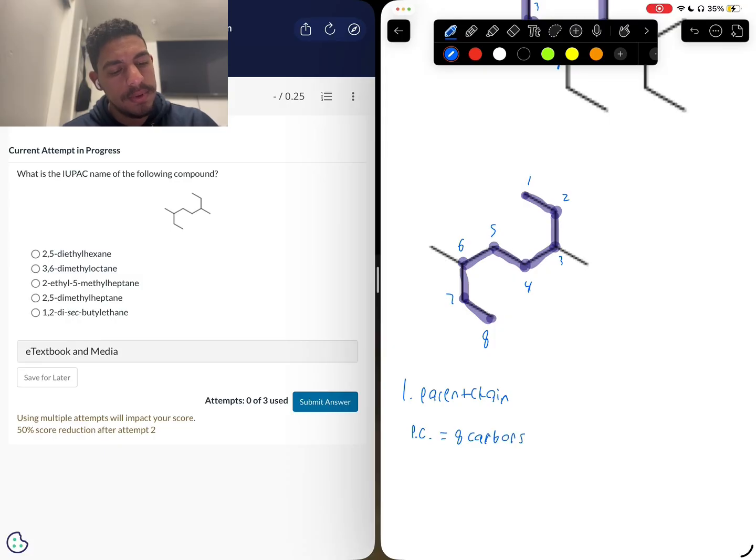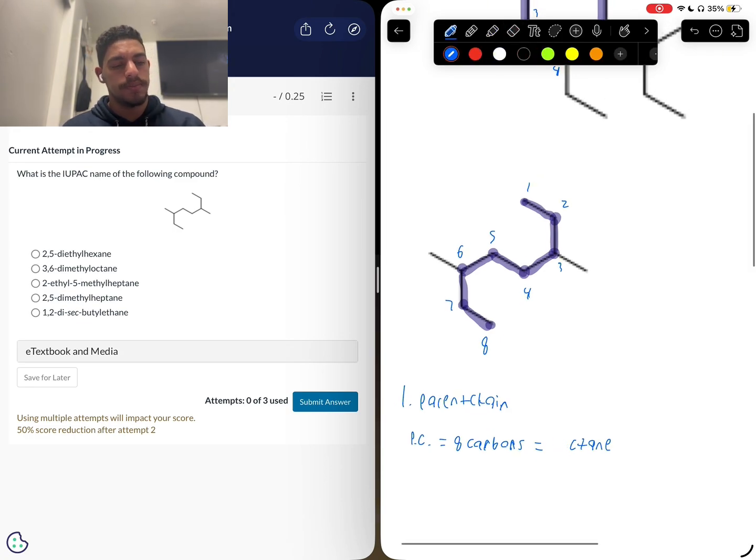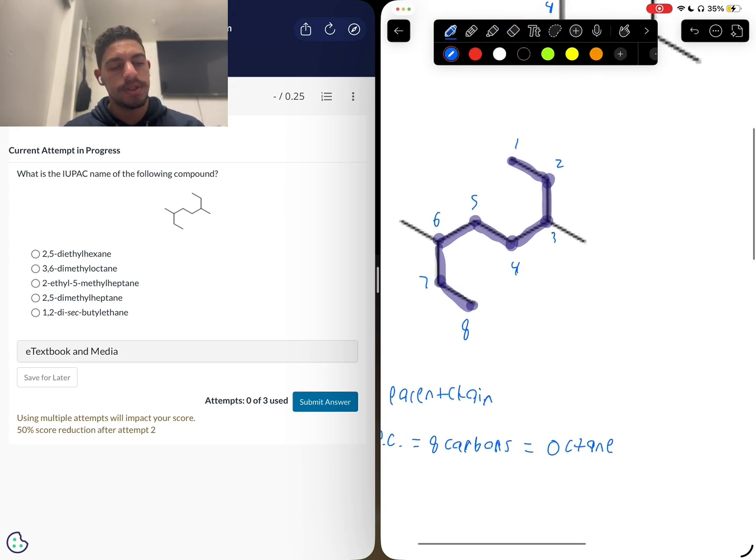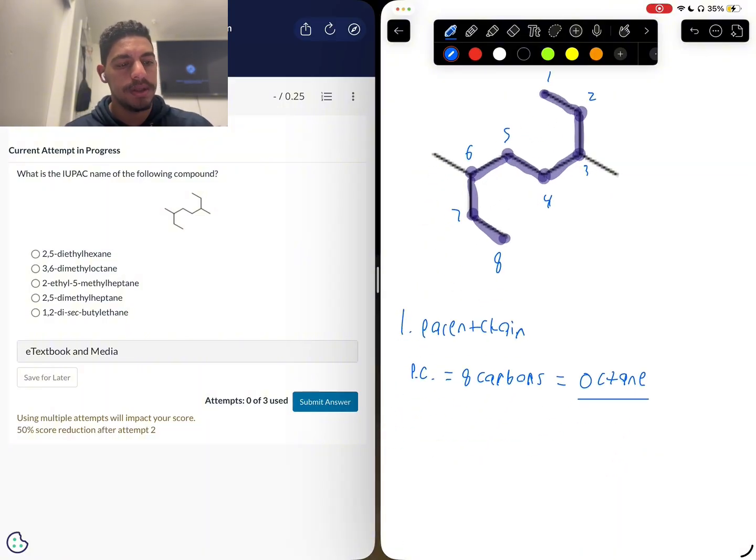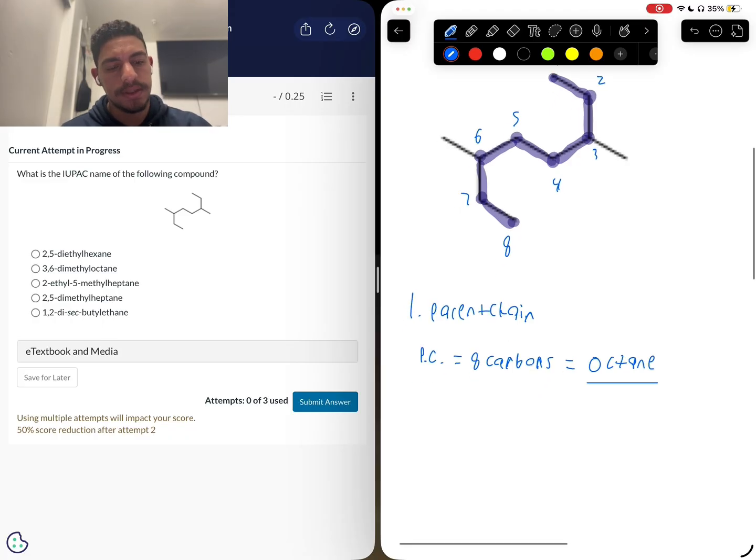And 8 has the prefix octane. Let's make sure we have that. So it's the prefix octane. Sorry, it's the parent chain equals octane, right? So now we need to figure out the substituents.